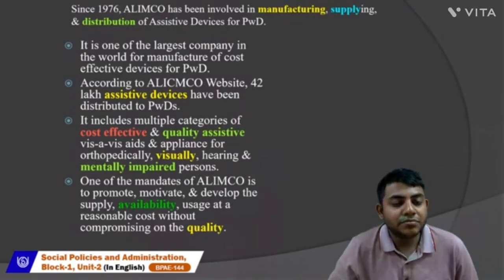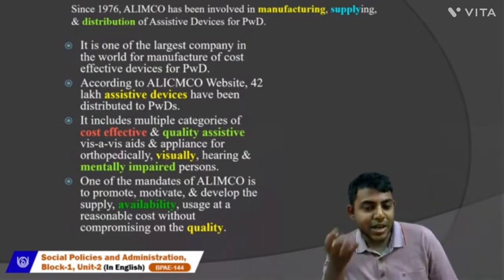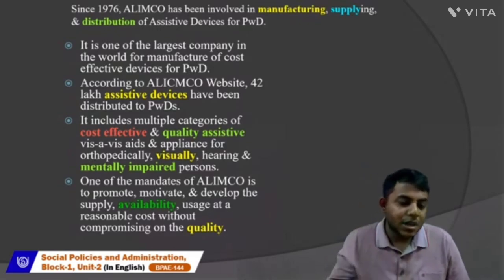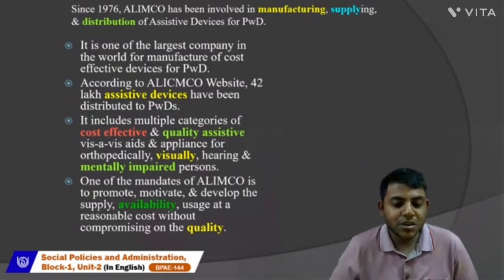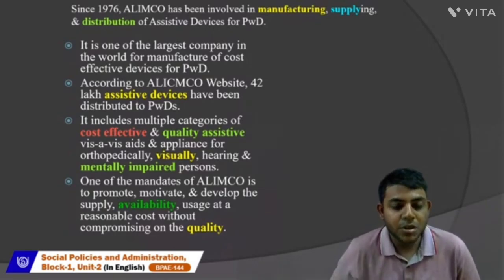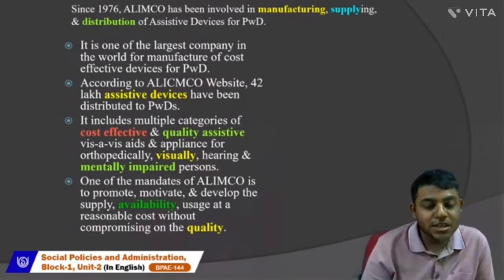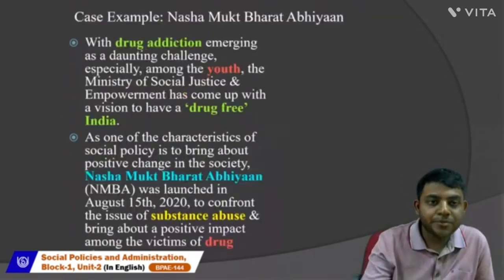And according to the Artificial Limbs Manufacturing Corporation of India website, 42 lakh assistive devices have been distributed to persons with disabilities. It includes multiple categories of cost-effective and quality assistive aids and appliances for orthopedically, visually, hearing and mentally impaired persons. And one of the mandates of the Artificial Limbs Manufacturing Corporation of India is to promote, motivate and develop the supply, availability, and usage at a reasonable cost without compromising on the quality.